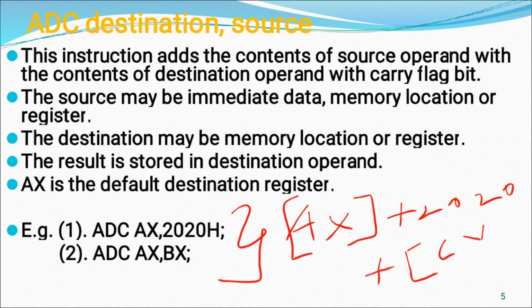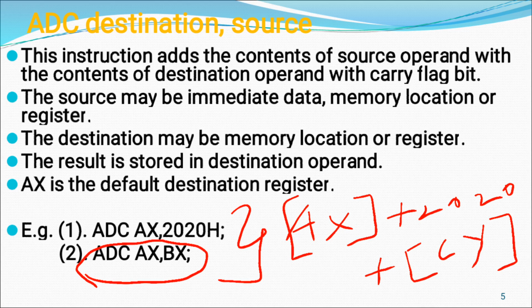The carry flag is a single bit. It may contain 0 or 1. If it is 0, 0 is added; if it is 1, 1 is added. Like that, the second instruction, ADC AX comma BX: the content of AX is added with the content of BX plus the content of the CY flag. That's all about the ADC instruction.